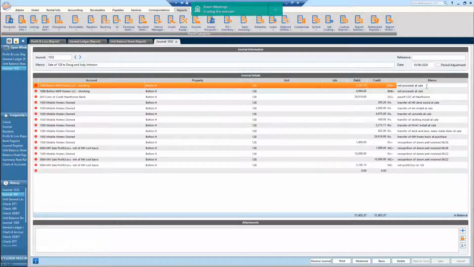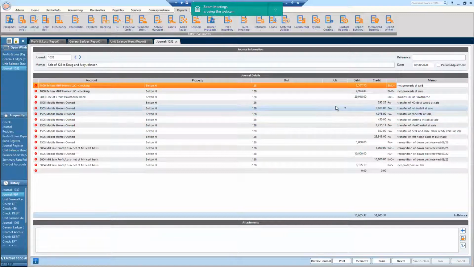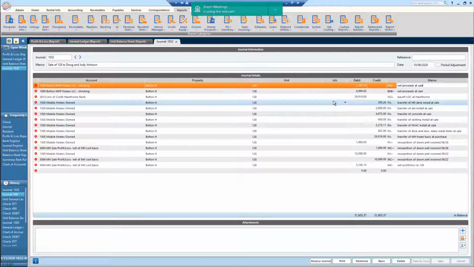No, this isn't a closing. This is for 128. What are the numbers on it? This is actually money we received from 21st. It's 2,587 is one of them, and another is 4,994. That doesn't make sense. I don't know. I don't remember getting.